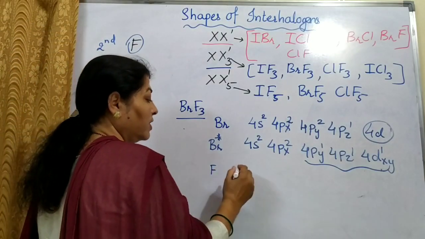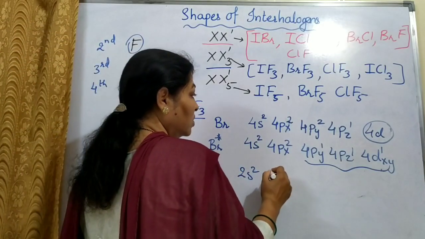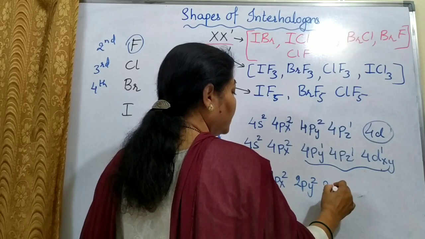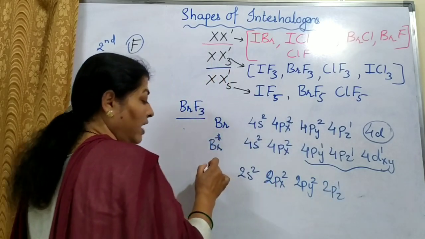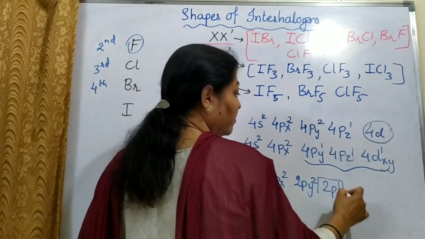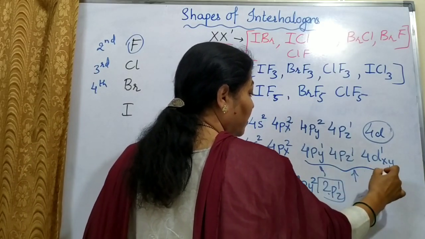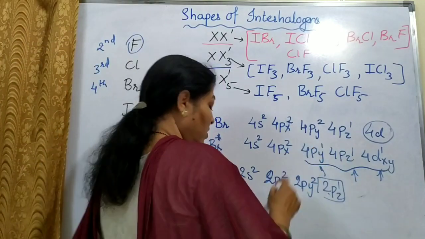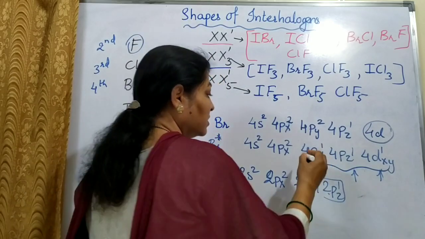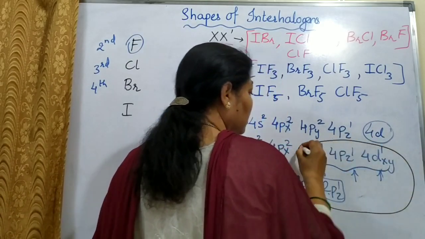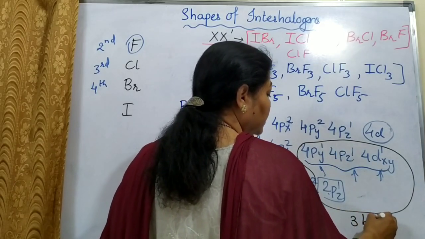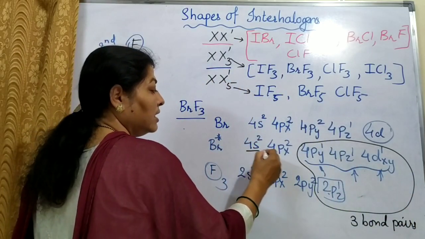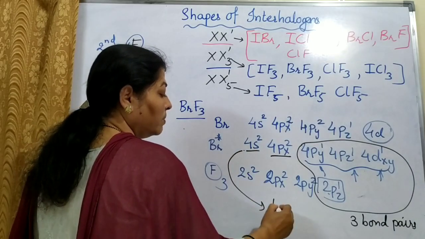Now F will have the configuration: F is in the second period, 2s2, 2px2, 2py2 and 2pz1. So for every F atom, there are 3 F atoms, every F will make a pair with its electron. So these will form 3 bond pairs in bromine, the central atom, and these will be lone pairs.